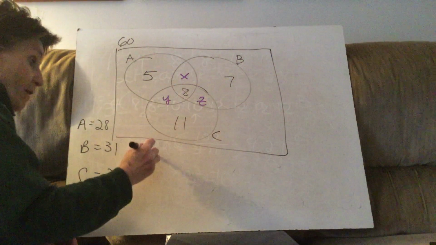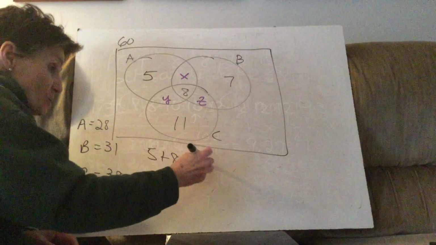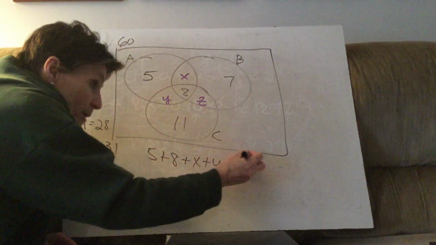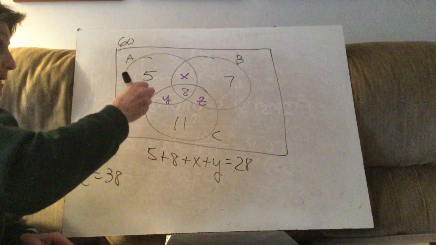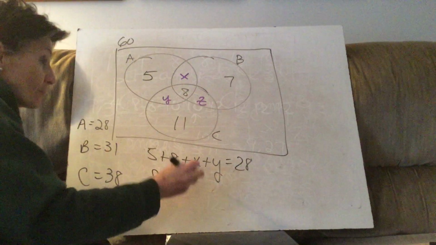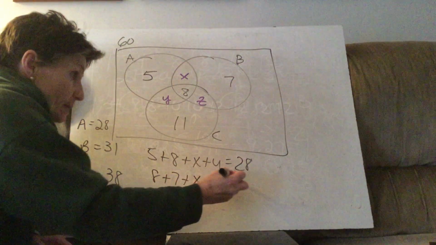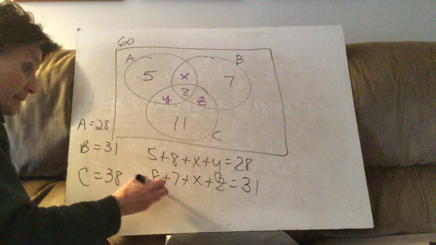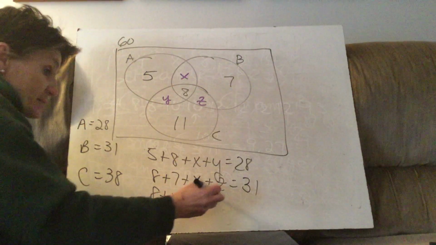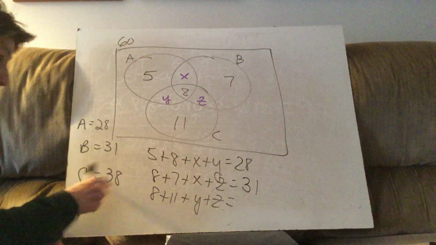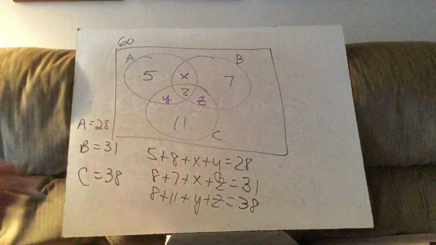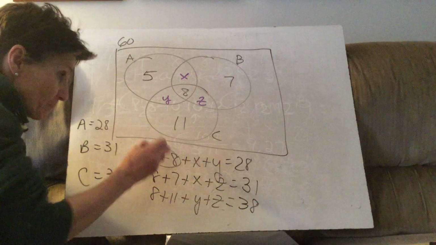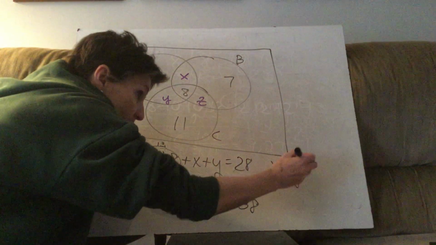I know that 5 plus 8 plus X plus Y, these are my A people. 5 plus 8 plus X plus Y has to add up to 28. And 8 plus 7 plus X plus Z has to add up to the B's, that's 31. And 8 plus 11 plus Y plus Z has to add up to the C's, which is 38. Now, let's clean those equations up a little bit. So this right here makes 13. So X plus Y must be 15.